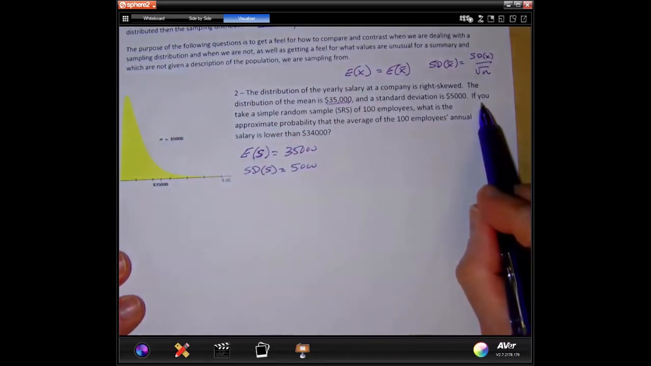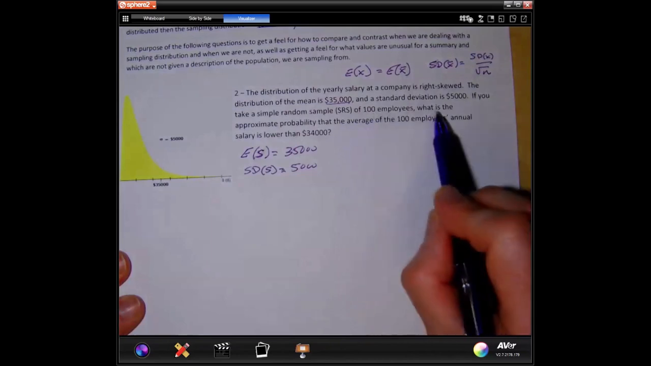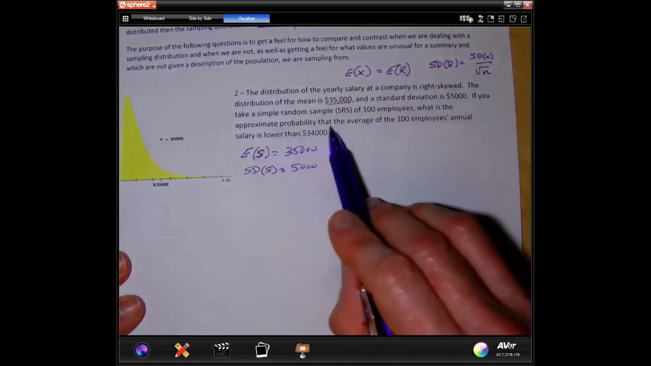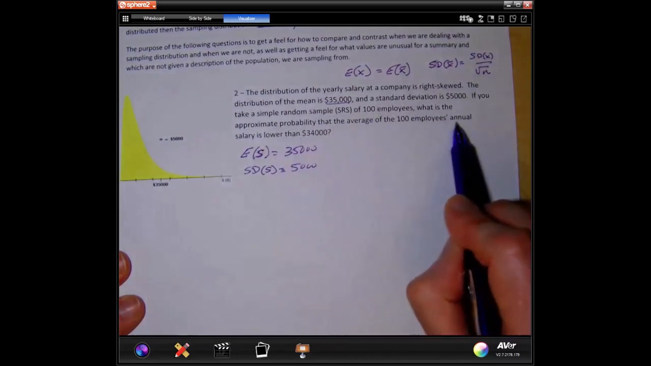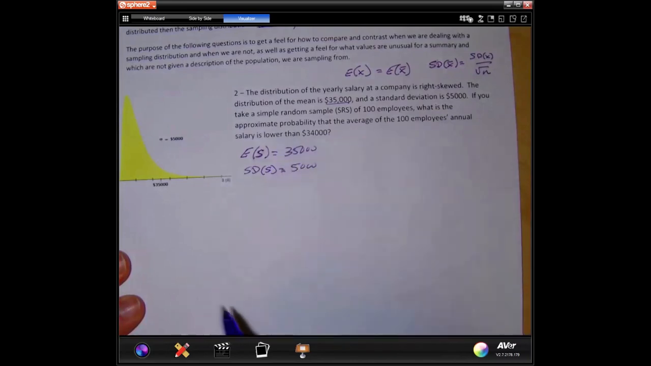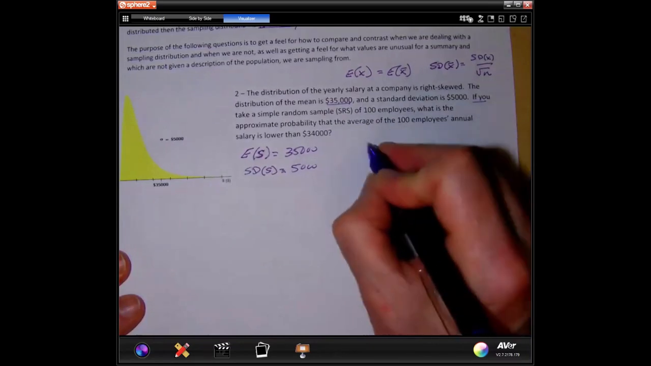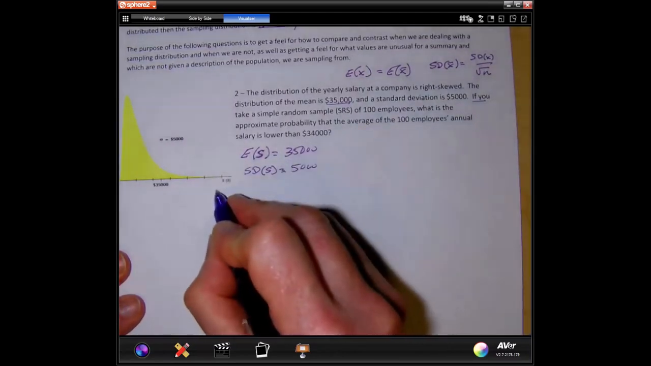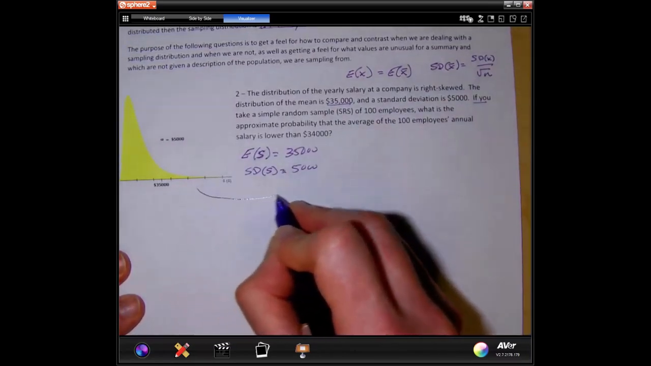If you take a simple random sample of 100 employees, what is the approximate probability that the average of the 100 employees' annual salary is lower than 34,000? Okay, let's read this again. If you take a simple random sample of 100 employees, okay, so what am I doing? Let's create a picture of this. I'm sampling 100 from this population.